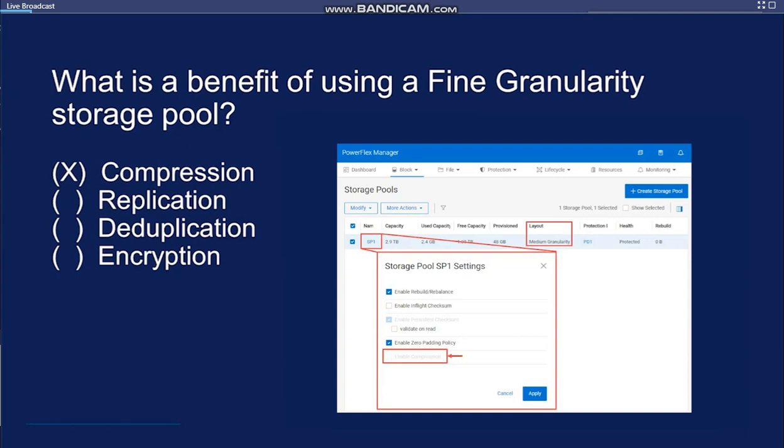Storage pools come in 2 varieties, medium and fine granularity. This question is testing if you understand the differences between the 2 types, specifically the fact that only fine granularity storage pools support data compression. This can be seen in the image of a medium granularity storage pool's properties. Compression is simply not available. Both types of storage pools support replication, deduplication, and encryption, so none of those features.